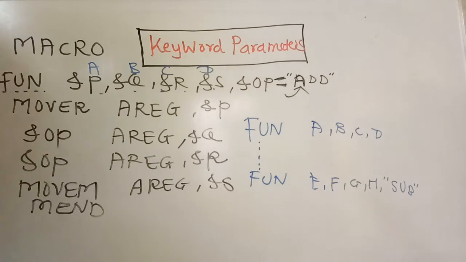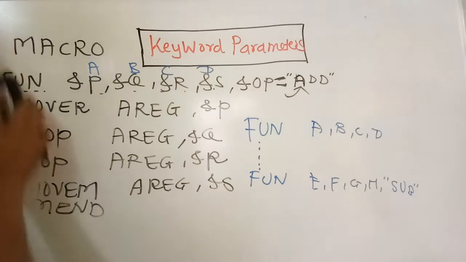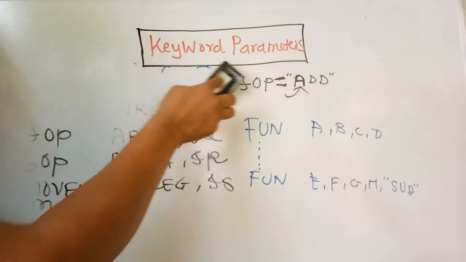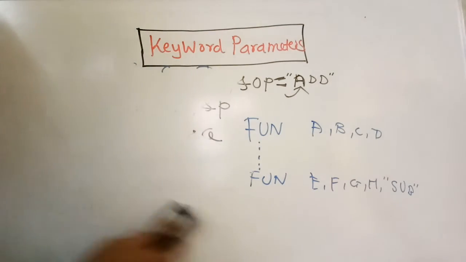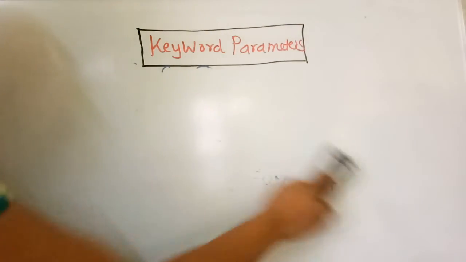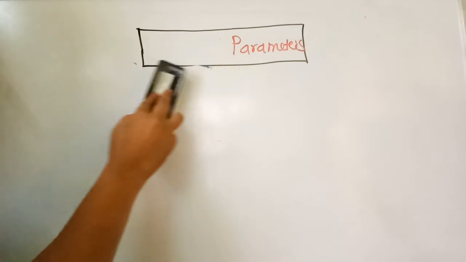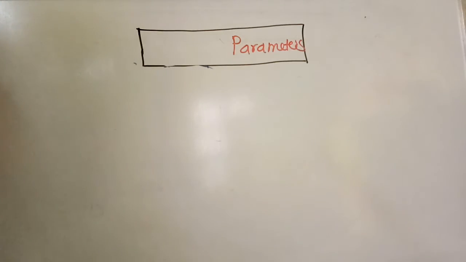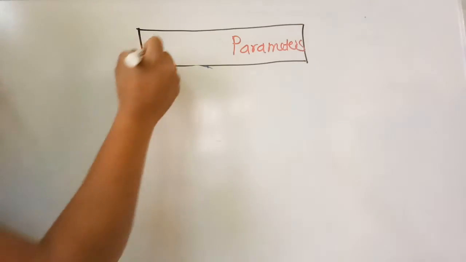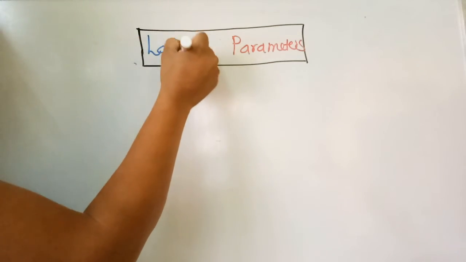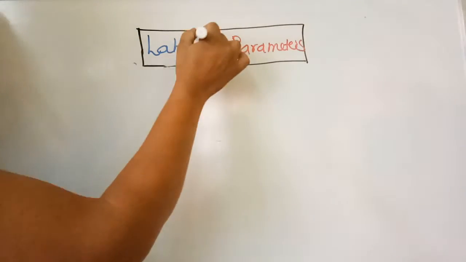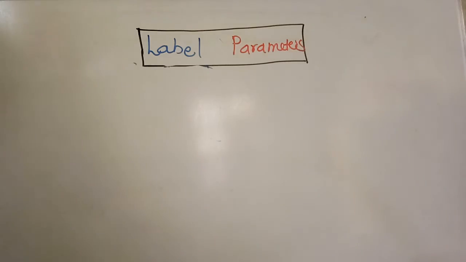Now we will take the next type of parameter, that is the label parameter. Up till now we have covered two types of parameters: the first was the positional parameters, the second was the keyword parameters, and the third is the label parameter.